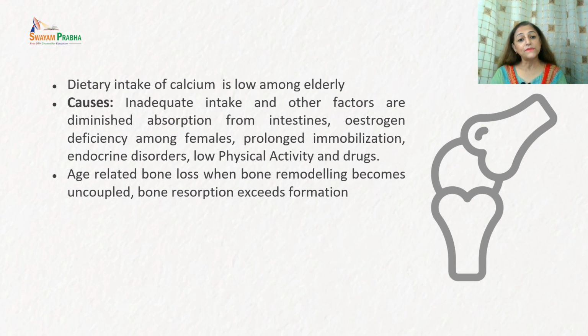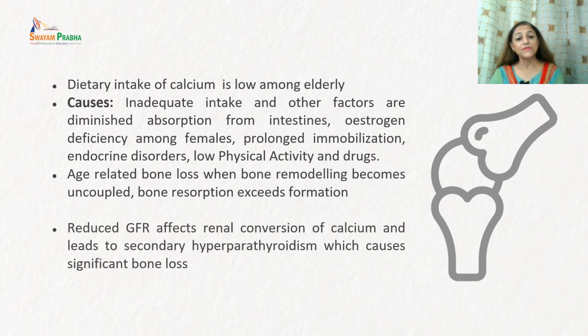What happens when the bone remineralization process is less than demineralization? That means the calcium is going away from the bones, it is leaching from the bones, but the remineralization process is slowed down. So this will cause weakening of the bones, less calcium available in the bones, porous bones, and this compounds the problem. And along with that, there is reduced glomerular filtration rate of the kidneys also, and this will affect the renal conversion of calcium.